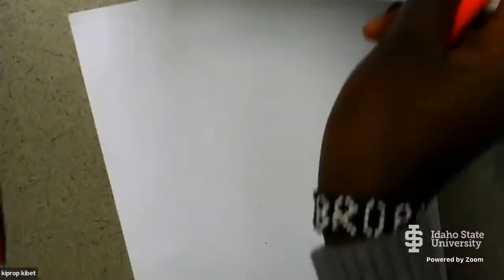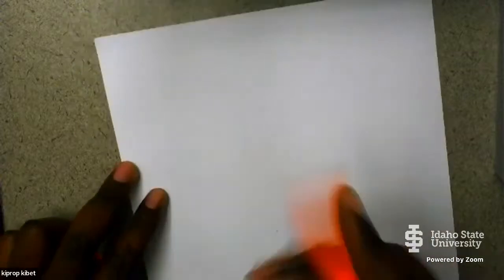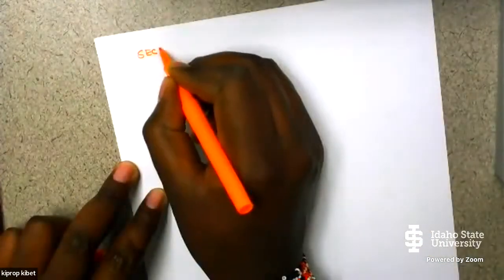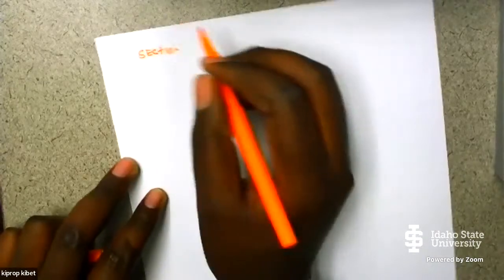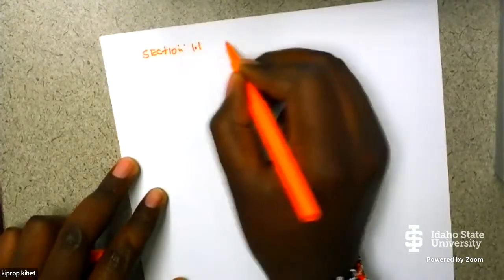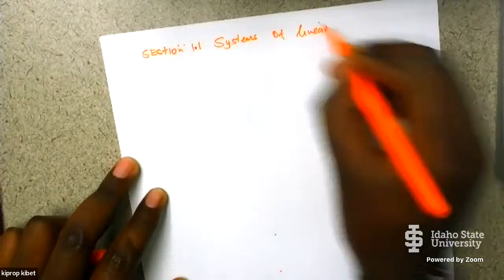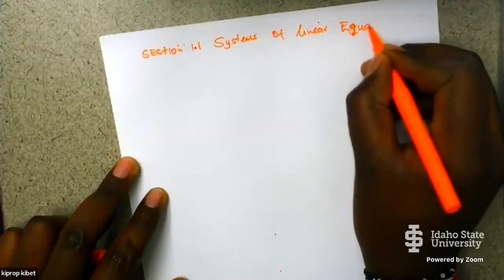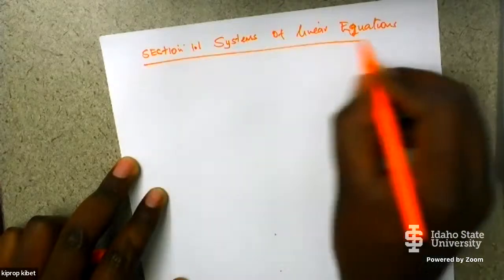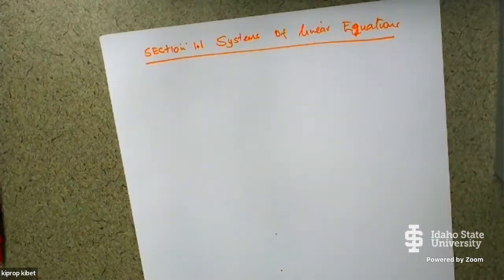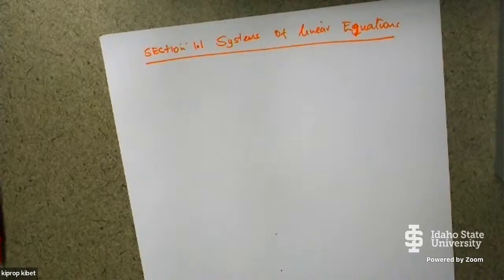So we are going to start from the first section, which is section 1.1, systems of linear equations. So again, this class has very many topics, so we'll try to go a little bit fast.